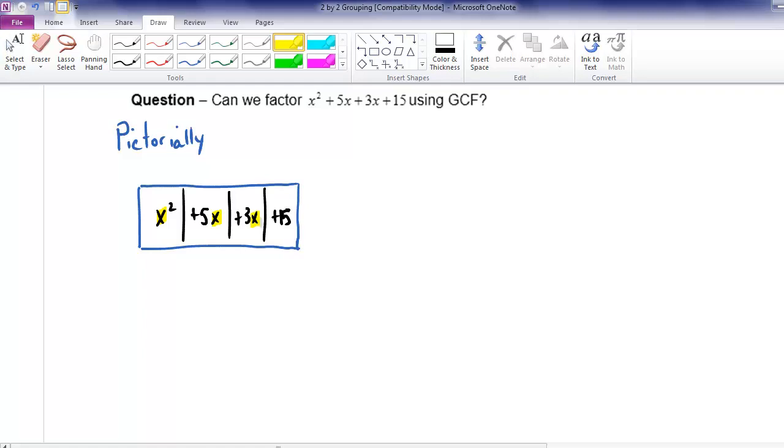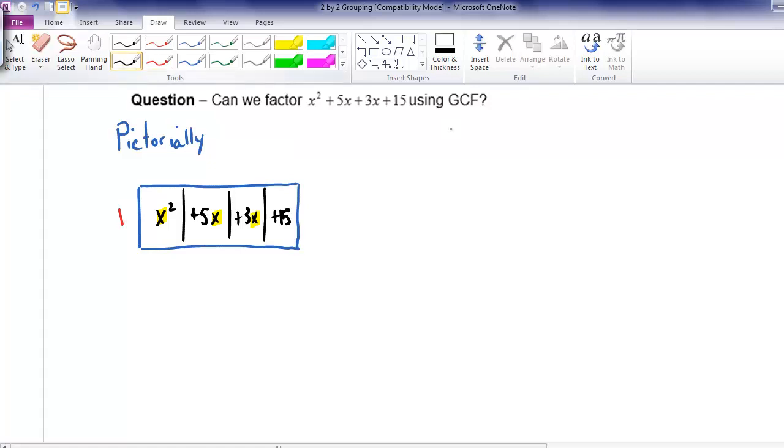If you looked at the numbers then, 5, 3, 15 have something in common, but they don't all have anything in common, and in fact the x squared term has a 1. So if we were trying to factor this using greatest common factor, the only thing we would get for our GCF is 1, and 1 is a useless factor. 1 is the only useless factor in all of factoring.